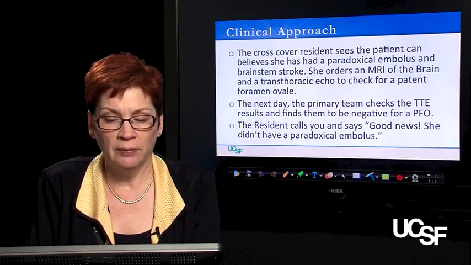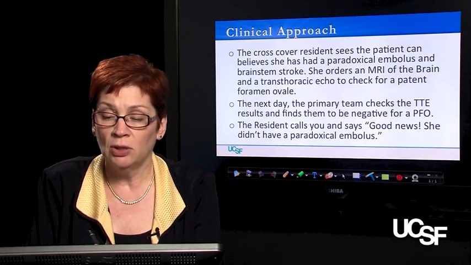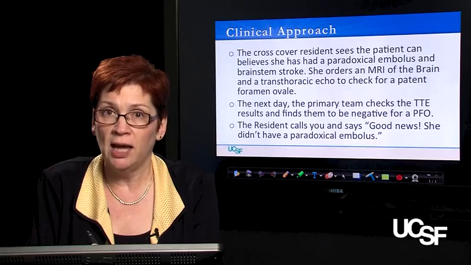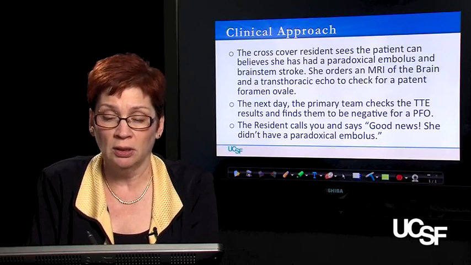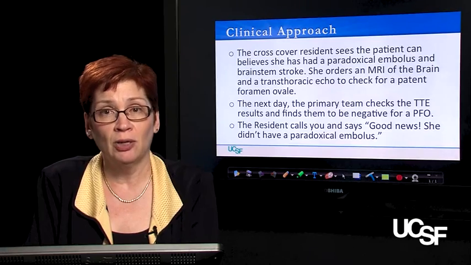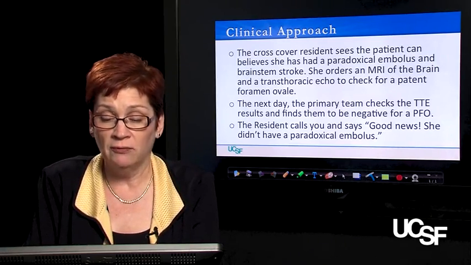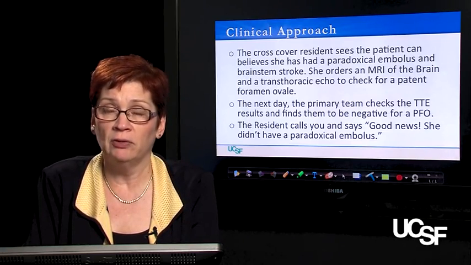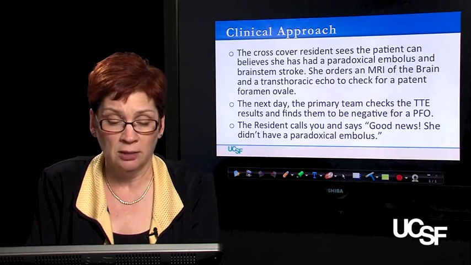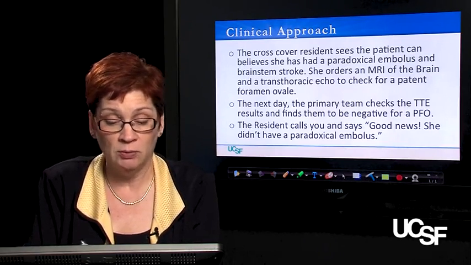So what happened to Ms. Triglioni? Well, the cross-cover resident who did the physical exam saw the patient and believed that she had a paradoxical embolus and a brainstem stroke. An MRI was ordered as well as a transthoracic echo to check for a patent foramen ovale. And the transthoracic echo was done first, and the primary team checked on the results and found them to be negative for a patent foramen ovale or evidence of right to left shunt. The resident checking the results called you and said, "Good news, Mrs.